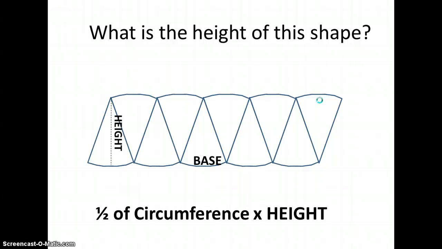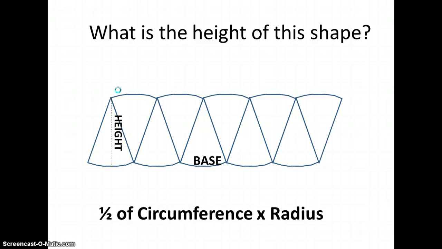Now let's look and ask ourselves, what is the height of this shape? Well, the height is the distance from a point on my circumference to the center point, since all of our pieces were cut from the center of my circle. So really the height is the radius.